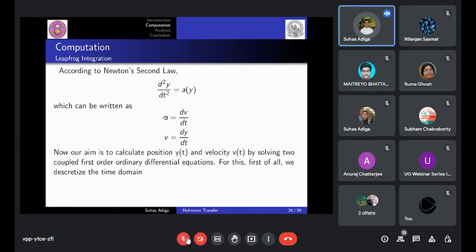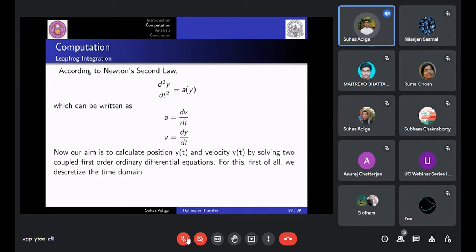And now our aim is mainly to calculate, see, for a Hohmann transfer, one of our main concerns in simulation is that we need to plot, or simulate, how the planets are orbiting around the sun. So in order to do so, we have to solve the differential equations. So our aim here is to calculate the position y of t and the velocity v of t by solving these two coupled differential equations given here. So these are first order differential equations. For our simplicity, this is a really good thing, that we have first order differential equations. We can do it very easily.